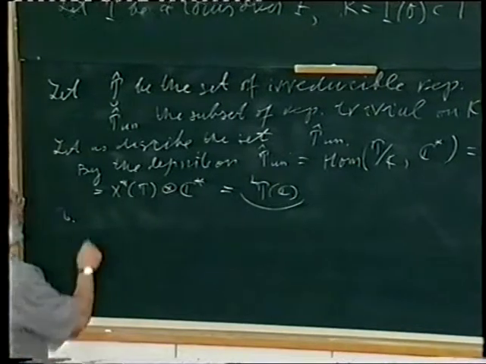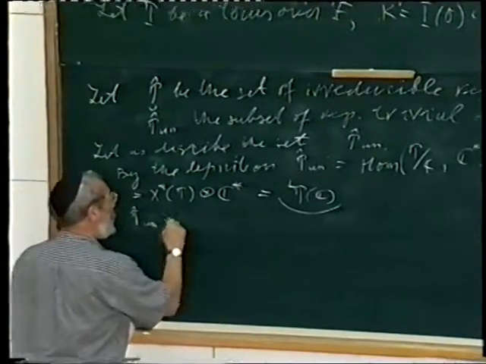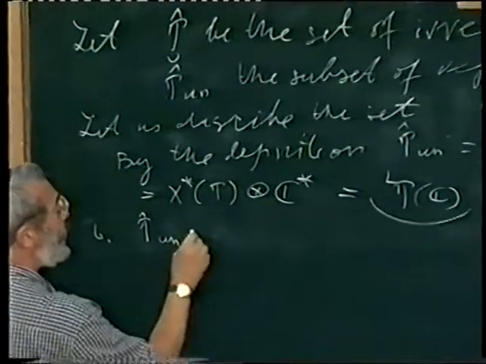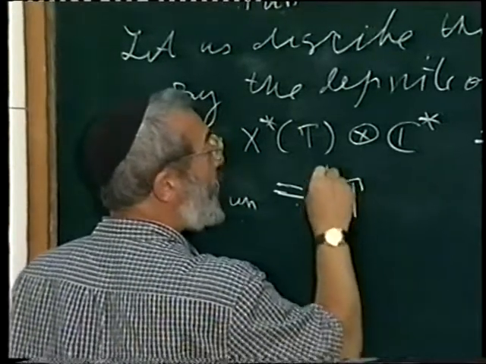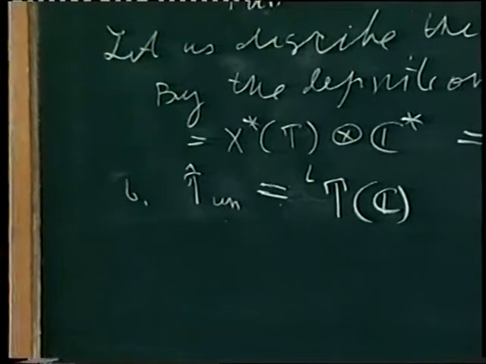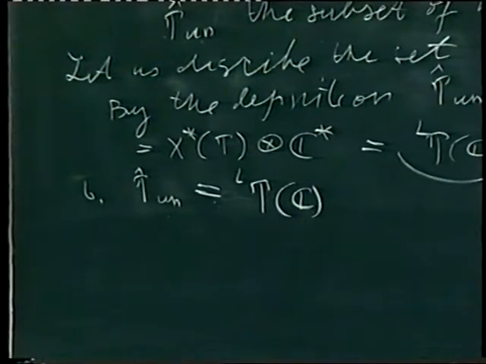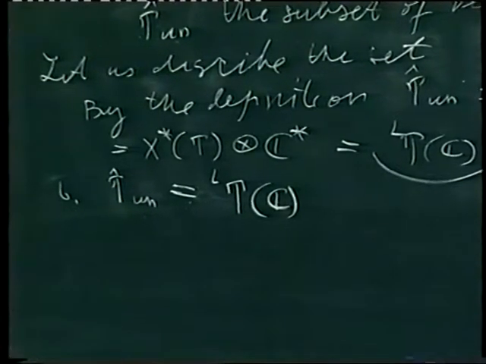Lemma: T hat unramified is in one-to-one correspondence with, it's just equal to, the complex points of the dual torus. I'll just write this group. So this we understood very well: unramified representations of a torus. Now let's deal with an arbitrary group.